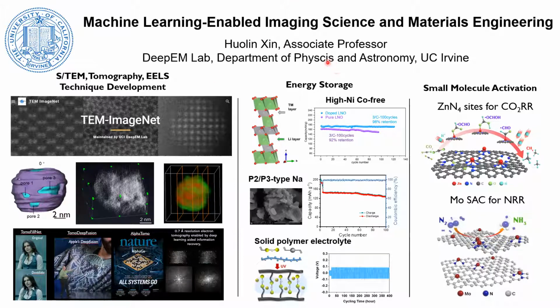Okay, hello everyone. My name is Huolin Xin. I'm an associate professor at UC Irvine. It is a great honor. It's absolutely fascinating for me to present a short award talk on the new research direction running in my group. Today, I will present on machine learning enabled imaging science and materials engineering.